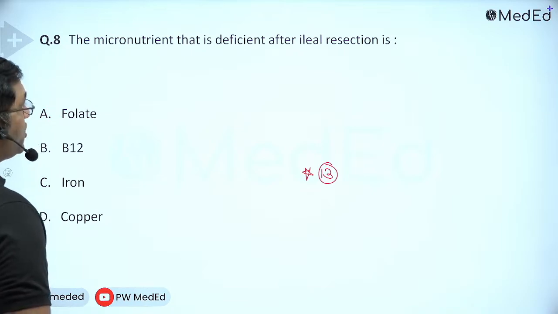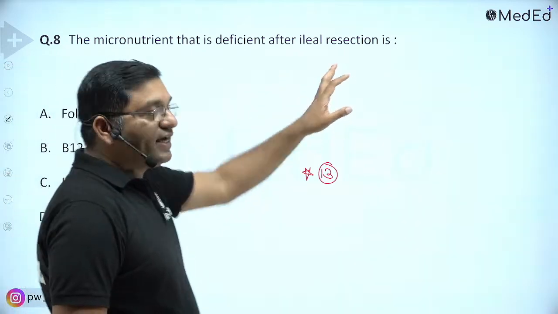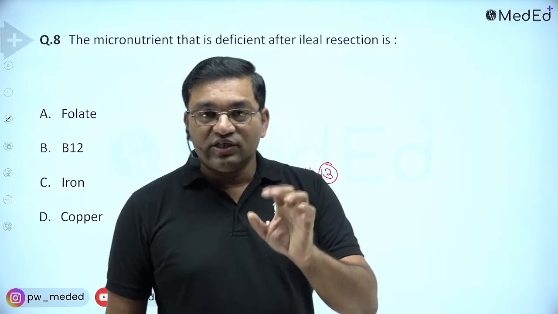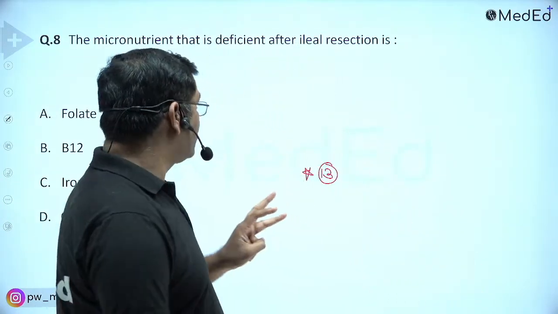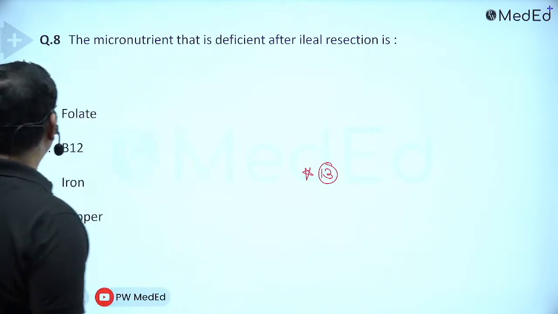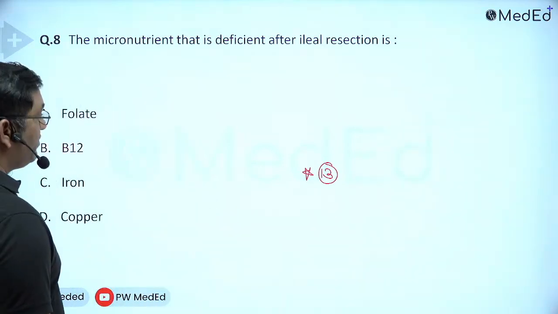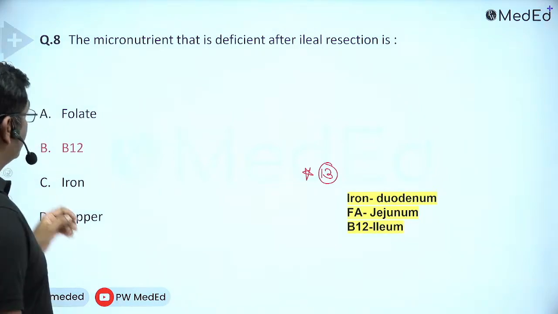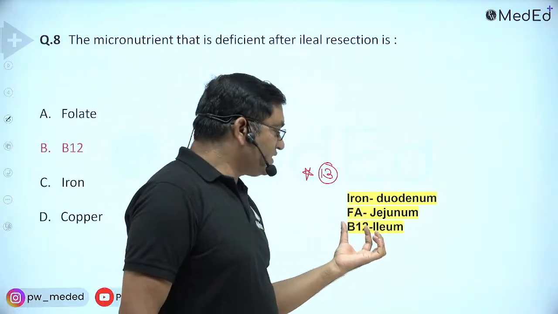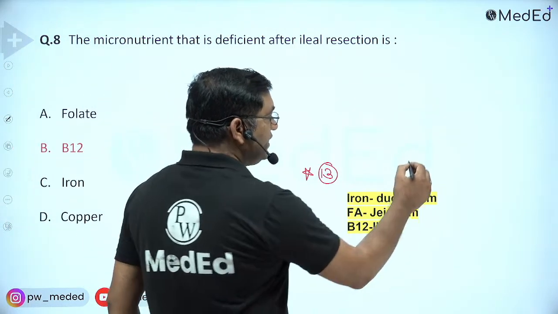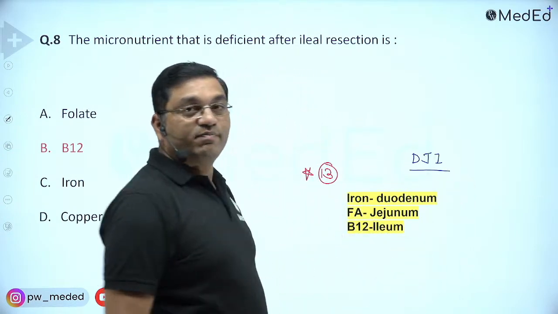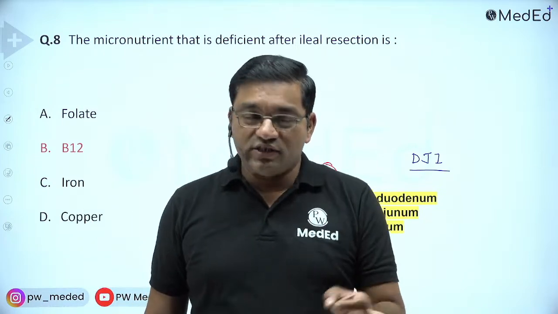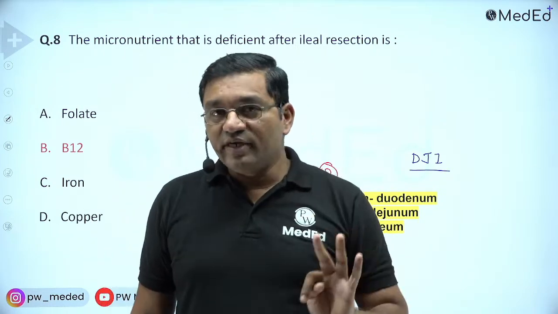So the micronutrient that is deficient after ileal resection, ileum. So remember the three important absorption, that is iron, folic acid, and vitamin B12. Just wait. See, iron, folic acid, vitamin B12. It is DJI. Iron, folic acid. In pregnancy, we supplement iron and folic acid. So iron, folic acid, then B12.